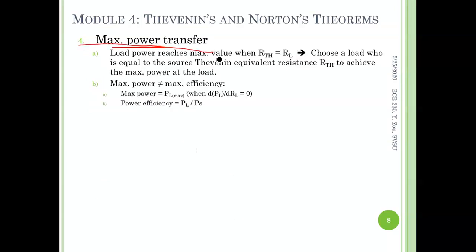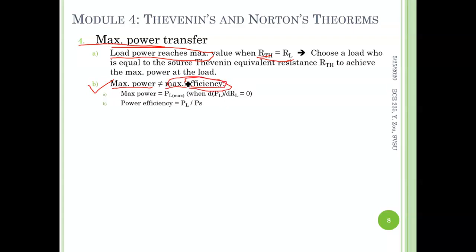Next, about the maximum power transfer. It is stated as this: the load power reaches max when the load resistance is equal to the source Thevenin resistance. So it's about how to choose a load to achieve the maximum power output. However, be very careful here. You are achieving maximum power output. It doesn't necessarily mean you're achieving the maximum efficiency.